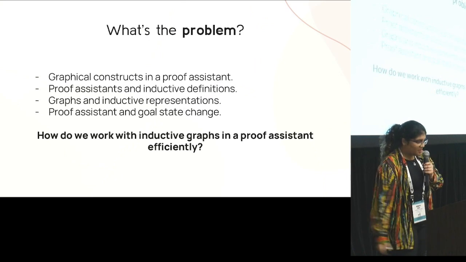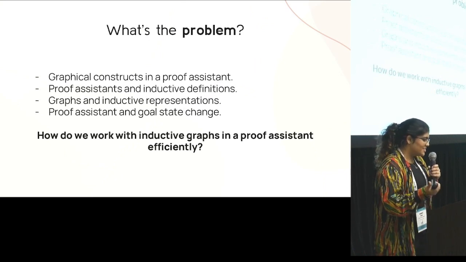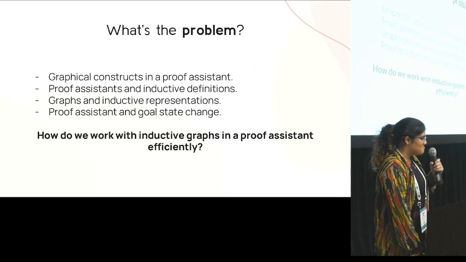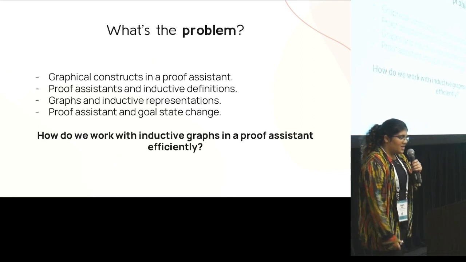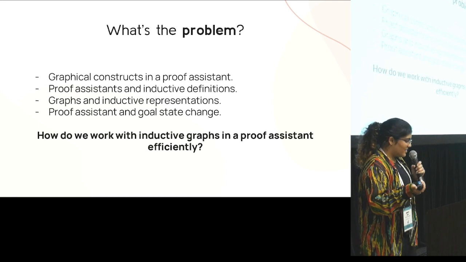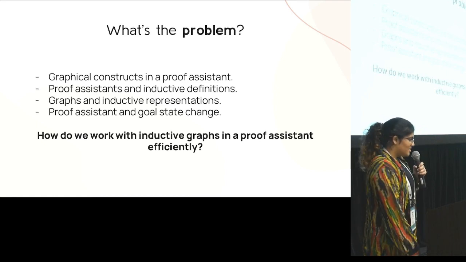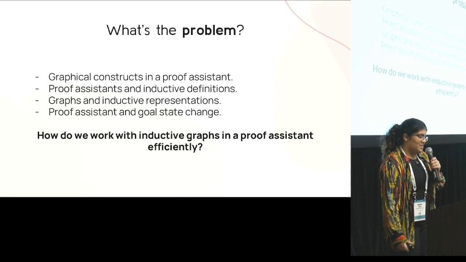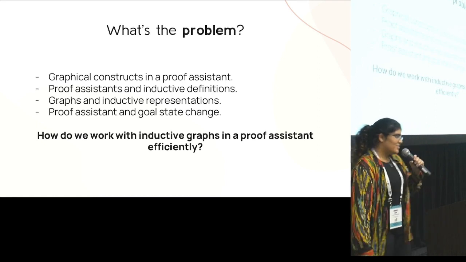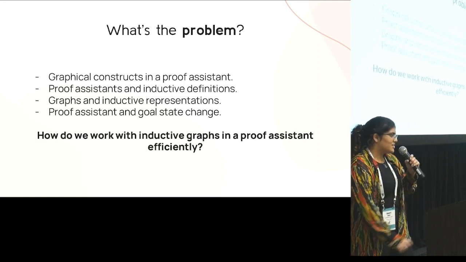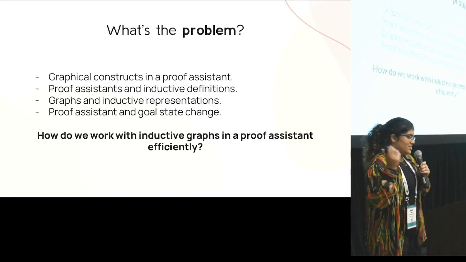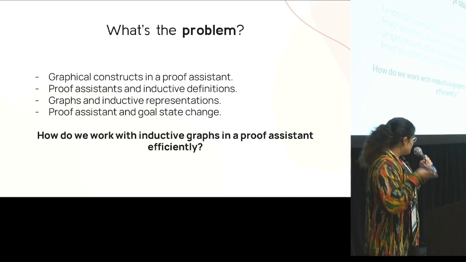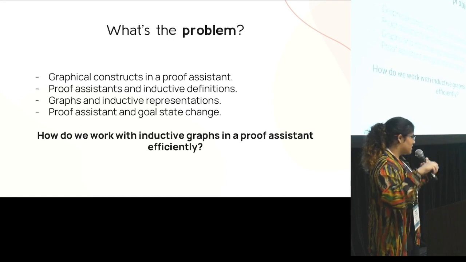So what is the problem here? Well, graphical constructs in a proof assistant are kind of hard and really annoying to reason about. Proof assistants like inductive definitions. Graphs do not like inductive definitions. And defining a graph inductively does not end well for anyone. I'm sure some people have experienced this. Also, when you're working with a proof assistant, you have this constantly changing goal state.